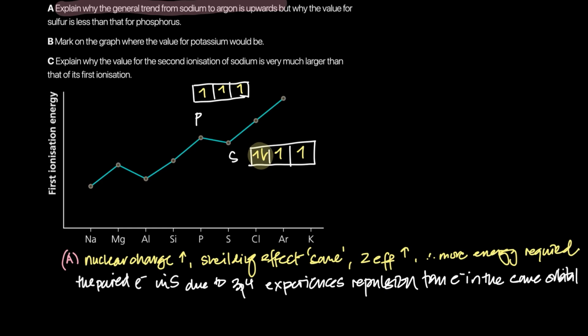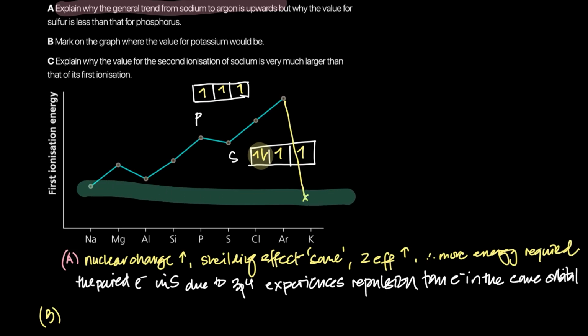Then comes part B. Now part B is asking me to mark on the graph the value for potassium. The value for potassium will go down, lower than even that of sodium. So I'd mark it somewhere here, lower than that of sodium, because down a group, ionization energies decrease. That's the key. So the first IE of potassium is going to be less than the first IE of sodium, because down a group ionization energies decrease.